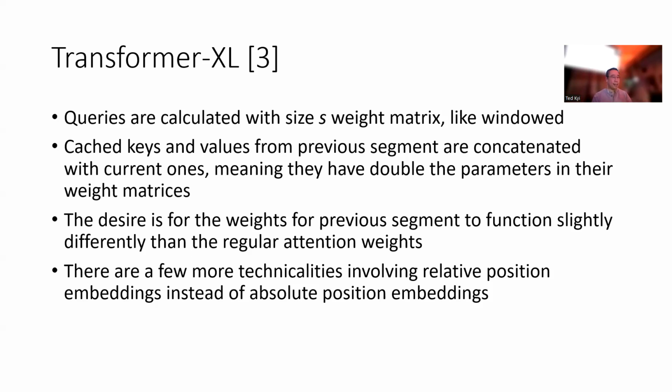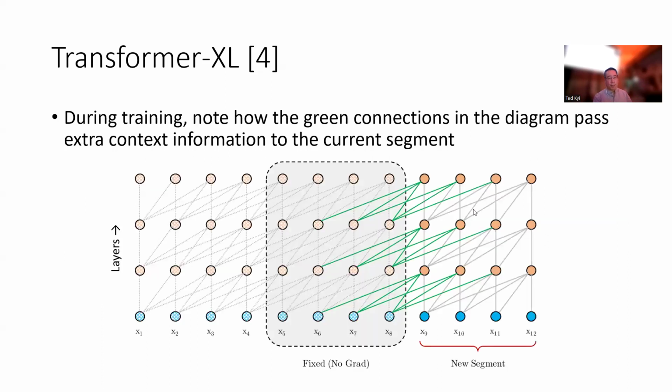There are some more technicalities I'm skipping, like how they were using relative position embeddings instead of absolute position embeddings and things like that, just to ultimately make it work, but I'm not trying to go into all the gory details for this model. So a couple diagrams here. If you look, there's the segment on the right. This is our segment of size 4. That's our current segment.